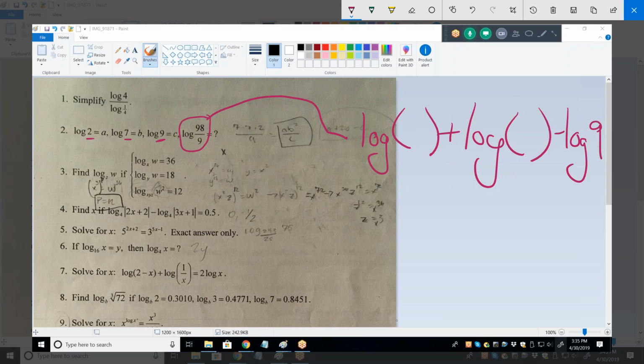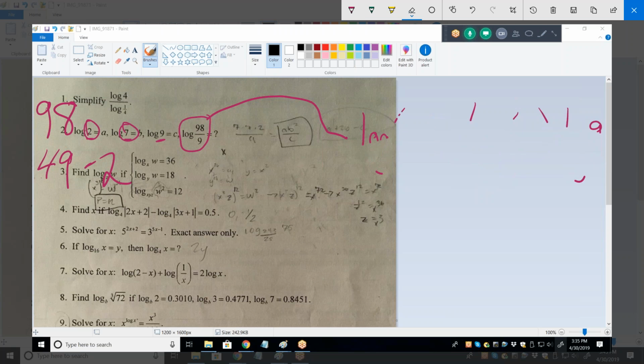Well, 98. Let's figure out how we can factor 98, because that's the first step. Okay? So that could be 49 times 2. Well, notice that's one of those times one of those. So it's 7 times, let's start again.